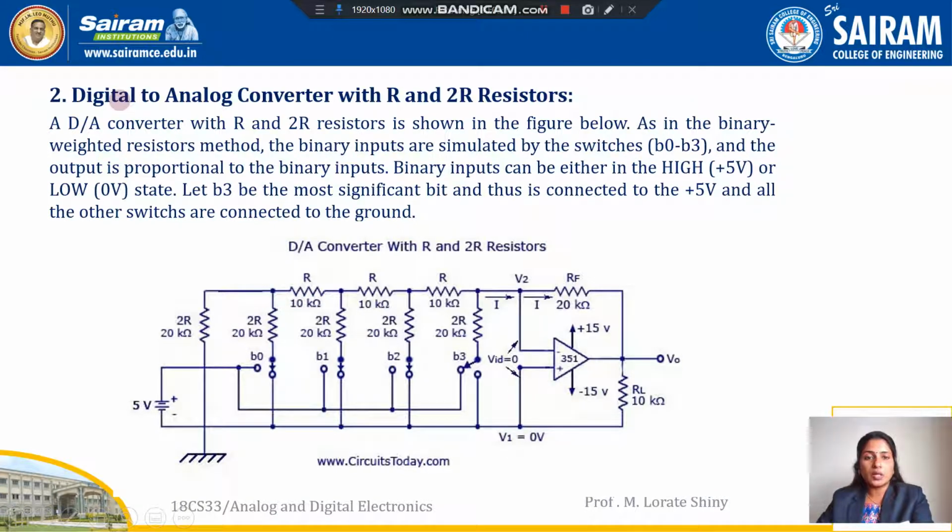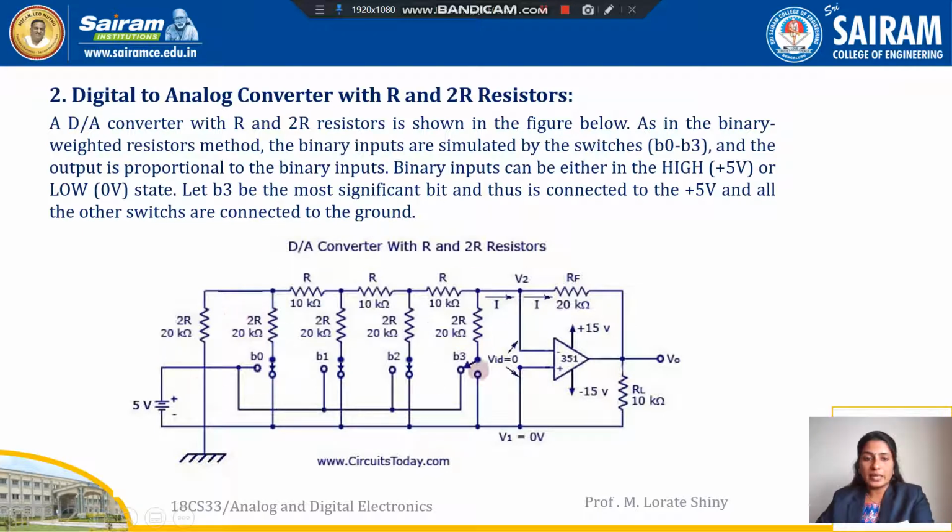This is the digital to analog converter with R and 2R resistors. Only two resistor values are used, R and 2R. R is taken as 10 kilo ohm, and 2R is a 20 kilo ohm resistor. As in the binary weighted resistor method, the binary inputs are simulated by switches, called B0 to B3, and the output is proportional to the binary inputs only. But here the binary inputs can be either in a high or low state.